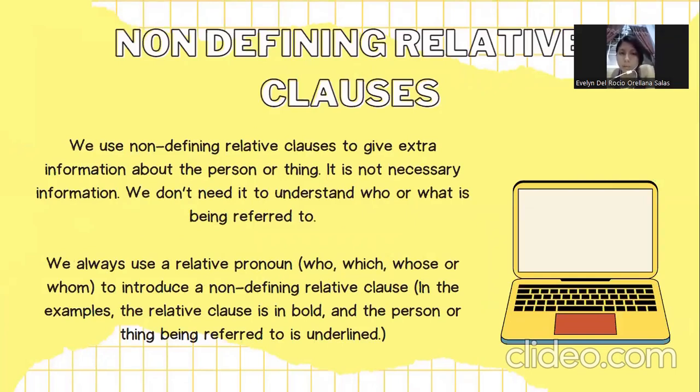Non-defining relative clause. We use a non-defining relative clause to give extra information about the person or thing. It is not necessary information. We don't need it to understand who or what is being referred to. We always use a relative pronoun, who, which, whose, or whom, to introduce a non-defining relative clause. In the examples, the relative clause is in bold and the person or thing being referred to is underlined.